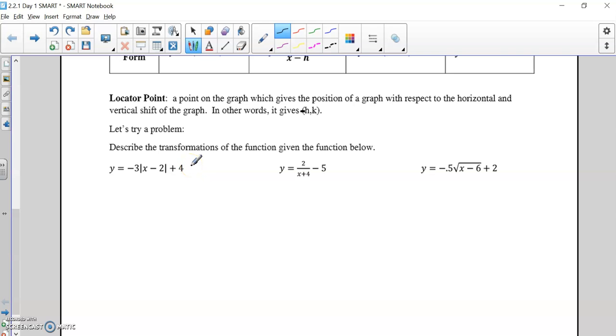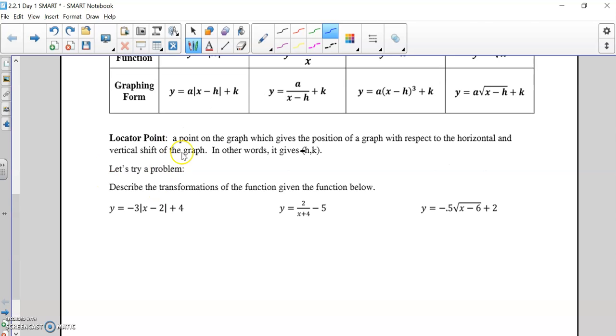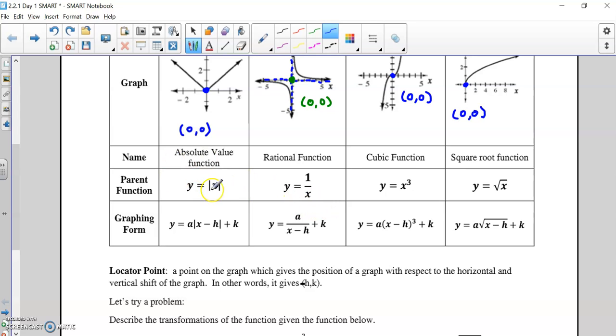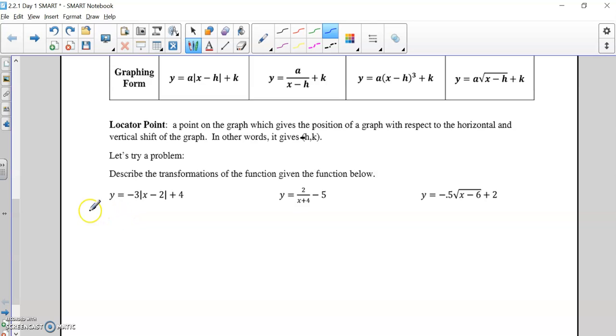So, let's try some practice problems. If we have this function right over here, the first thing you want to do is identify which parent function it's even talking about. So you'll look at this and say, this has bars on the outsides. And if we look at our table, this one right here is the one that has bars. So we are obviously talking about the absolute value function.